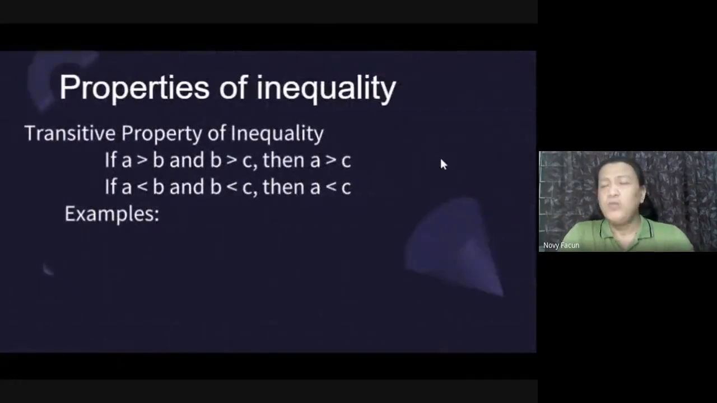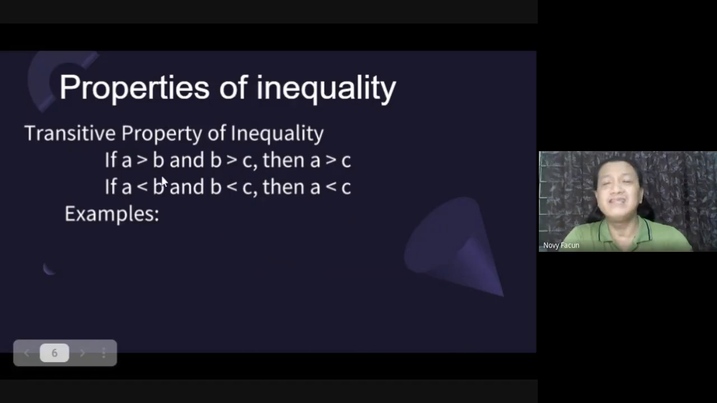And with that, we have different properties of inequality to be discussed. So first, we have the transitive property of inequality. Anong ibig sabihin nito? Okay, so we have two conditions. If A is greater than B and B is greater than C, we can say that A is greater than C. So what does it mean? Ibig sabihin nito, there are three quantities being compared. So first quantity natin si A, B yung second, at yung C yung last. And therefore, kukunin mo lang yung first quantity tsaka yung last quantity mo. Therefore, A is greater than C.